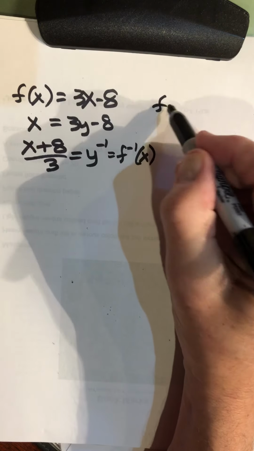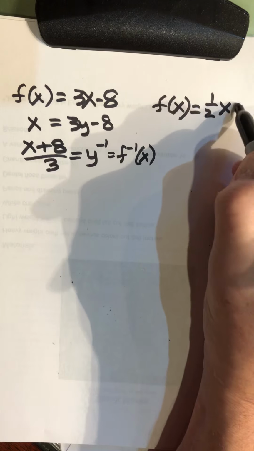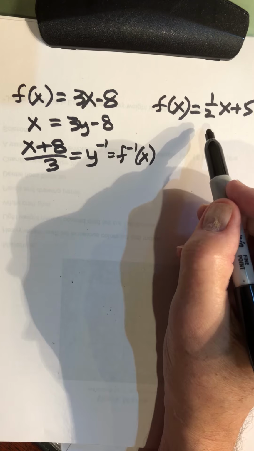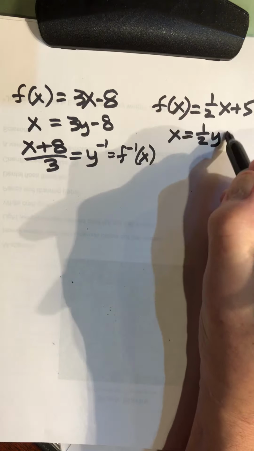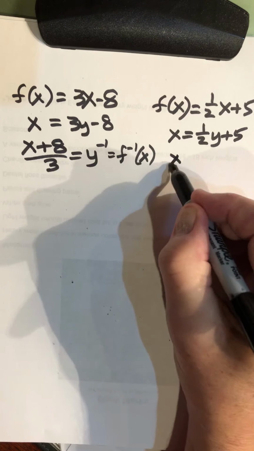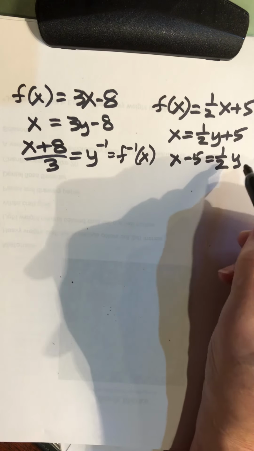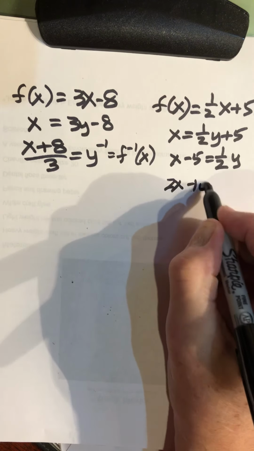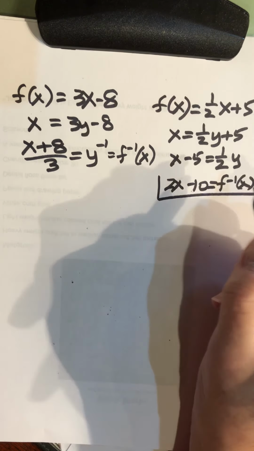All right, let's do another one. What about f of x equals 1/2 x plus 5? Okay, well, I'm going to switch the x and y. This becomes x equals 1/2 y plus 5. x minus 5 equals 1/2 y. What do I do to get rid of that half? I'm going to double both sides. 2x minus 10 equals y. There's the inverse.